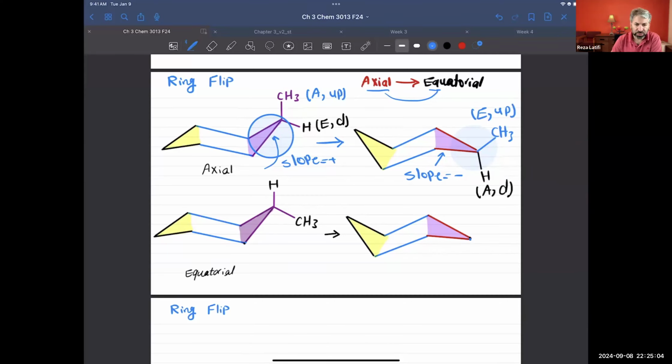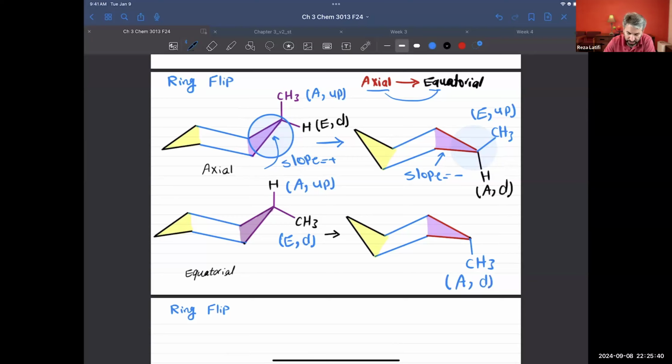Another example. We have methyl that's in equatorial, but is pointing down, and hydrogen is axial position, but is pointing up. We're going to do ring flip. In that case, the equatorial methyl substituent will turn to axial. Where is the axial? The axial is going to be here. Axial will be pointing down. This is the axial, and we will have CH3. So CH3 is going to have axial position, but is pointing down.